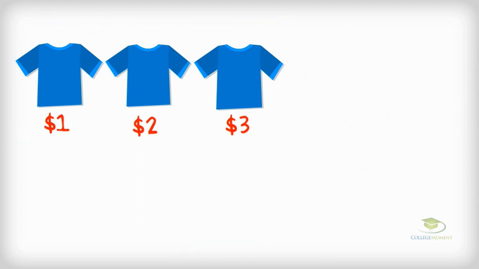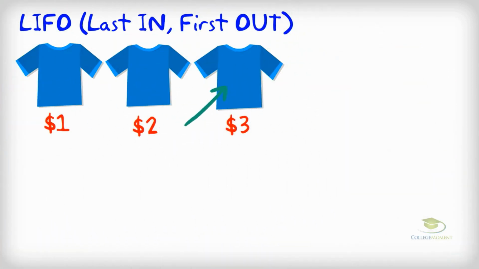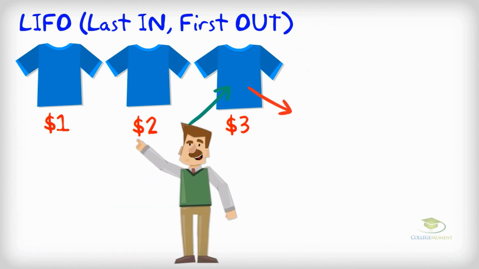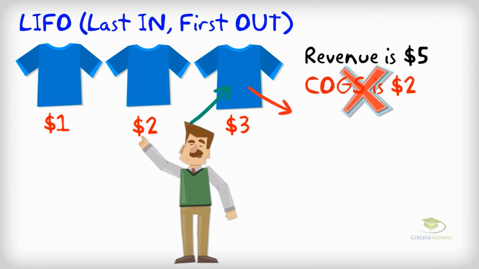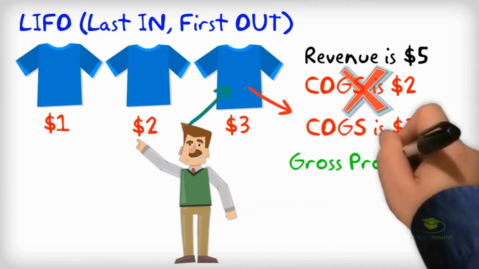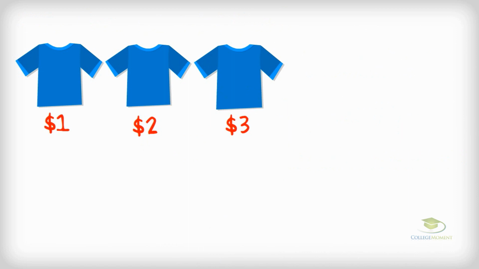Under LIFO, whatever we bought last is the first to be sold. Let's say this guy picks up the second shirt. He has to pay $5, our revenue. The cost of goods sold is not $2 because we do not care which shirt he picked. We assume he picked up the last one we bought. The cost is $3 and gross profit is $2.